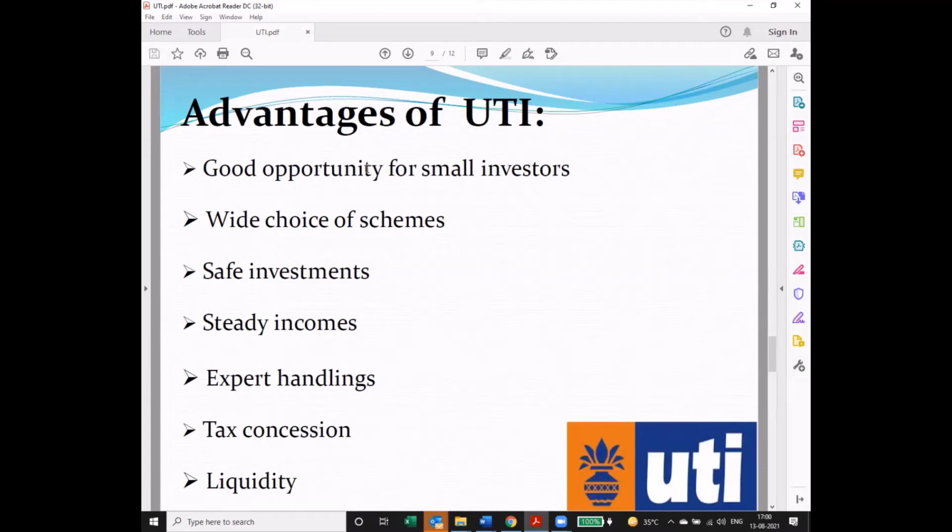Expert handlings. Obviously, there were advisors in the Unit Trust of India. It was the function of Unit Trust of India to provide expert financial advice. So they had hired experts of financial field. Tax concession, because you are investing into a government entity, a public sector entity. The money was directly flowing from Unit Trust of India to the public sector undertakings, private value-based shareholding, etc. So government wanted to give tax concession.